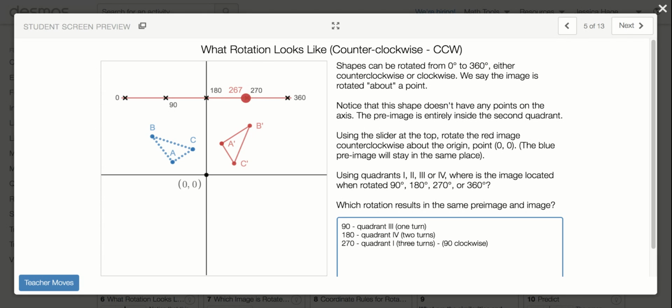And then which rotation results in the same pre-image and image? 360. Goes back to the beginning. And that was quadrant 2. So that's the default. So if it tells you to rotate something 90, 180, 270, or we won't do 360, we're just showing you that. You're always going to go counterclockwise unless it tells you to go clockwise.